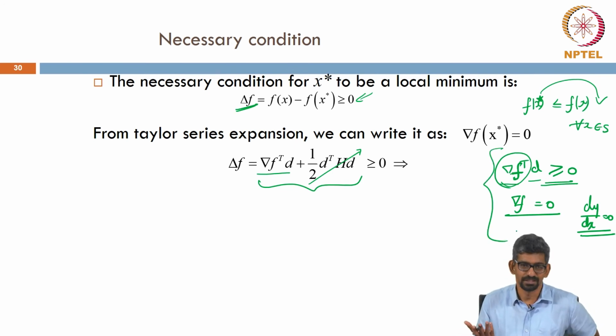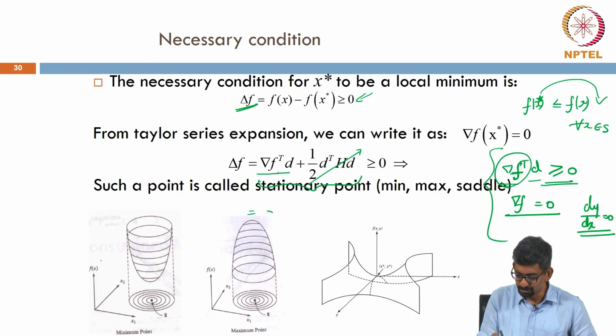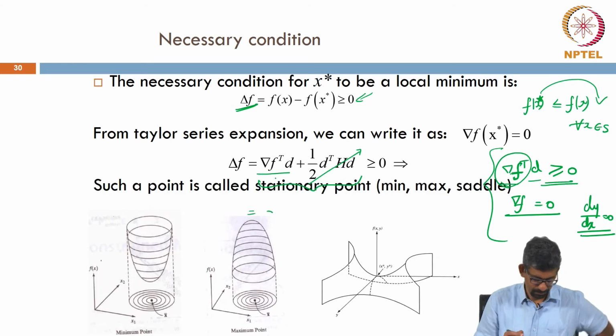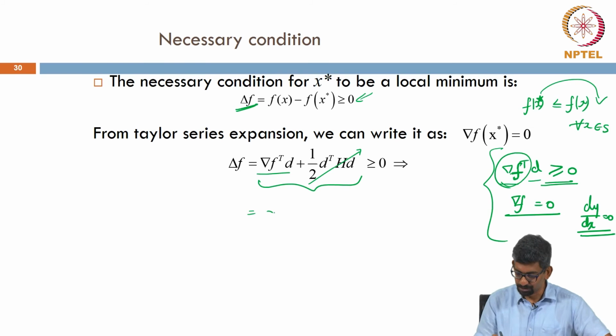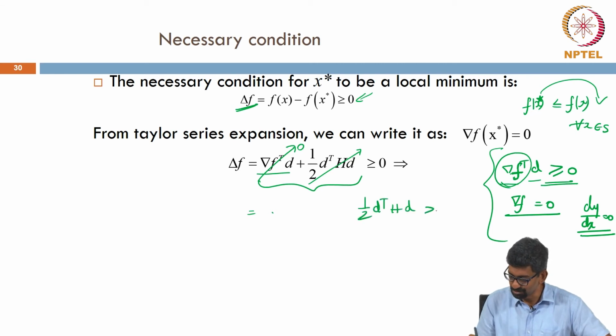Naturally, sufficiency condition is what? Second order business. In this equation, what is the second order business? You know this gradient term is equal to 0, that is what you just saw. So, for this equation to hold good, what you should do? Half d transpose d should be greater than or equal to 0, do not worry about half.